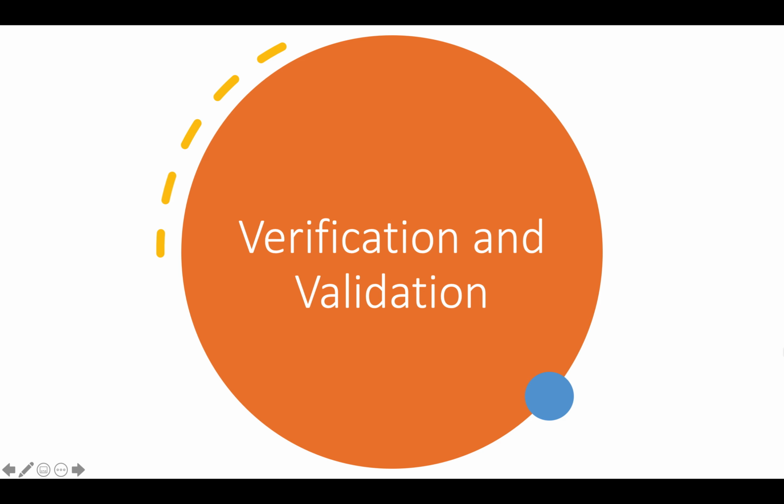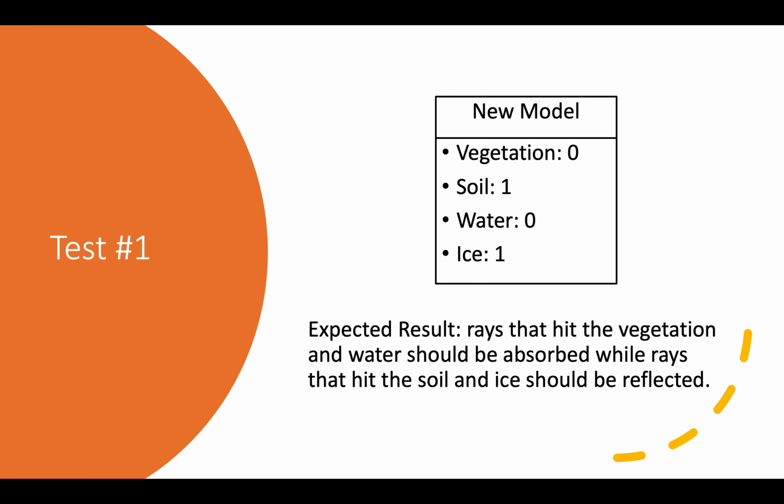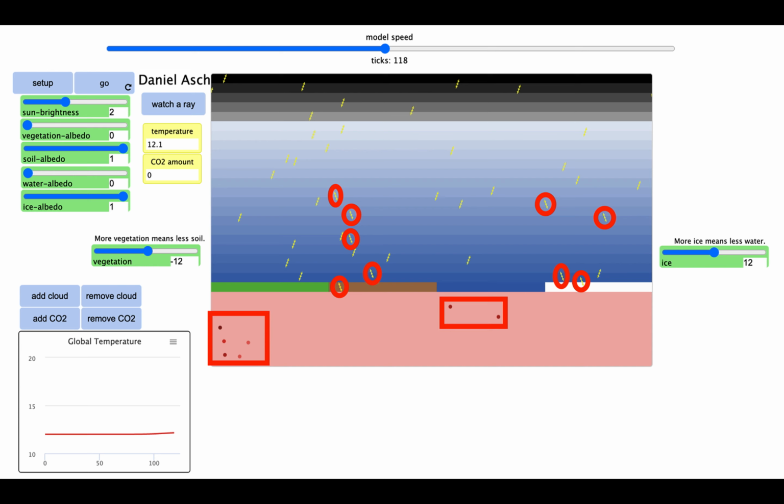Some of the verifications and validations that I did for this model: the first test that I ran was to set the new model with these 4 albedo values, and the expected result was that all the rays that hit the vegetation and water should be absorbed, while the rays that hit the soil and ice should be reflected because they have an albedo value of 1. As you can see in the screenshot, all the rays that hit the soil and the ice got reflected because they had an albedo value of 1, while the ones that hit the vegetation and water got absorbed because they have an albedo value of 0.